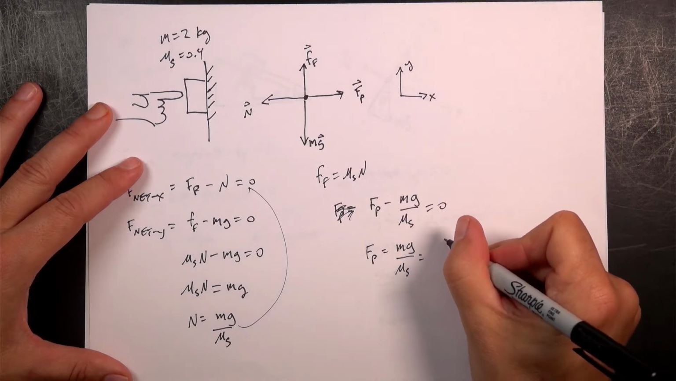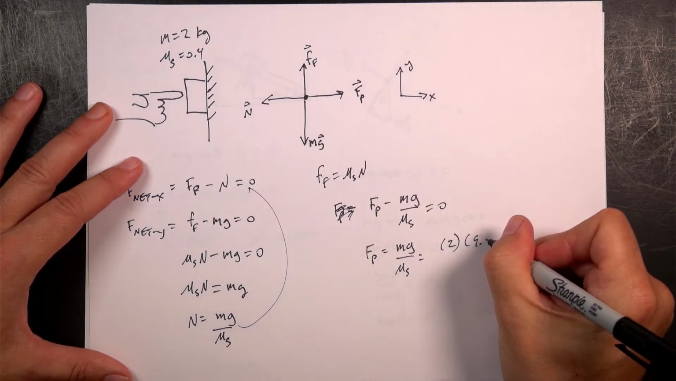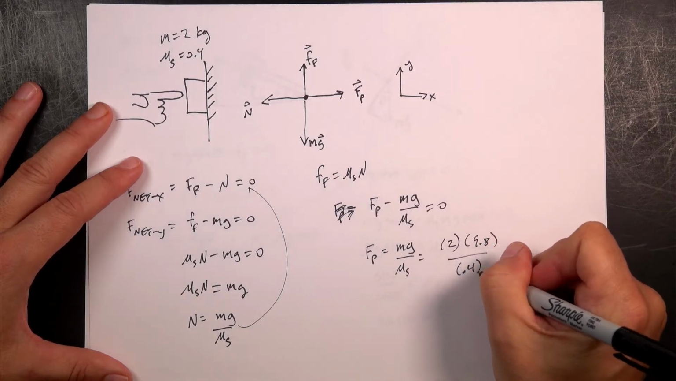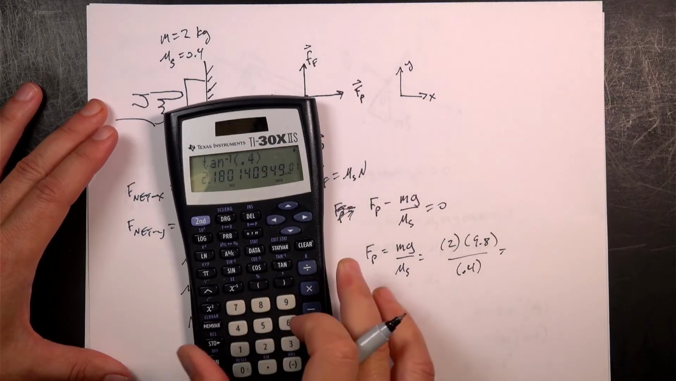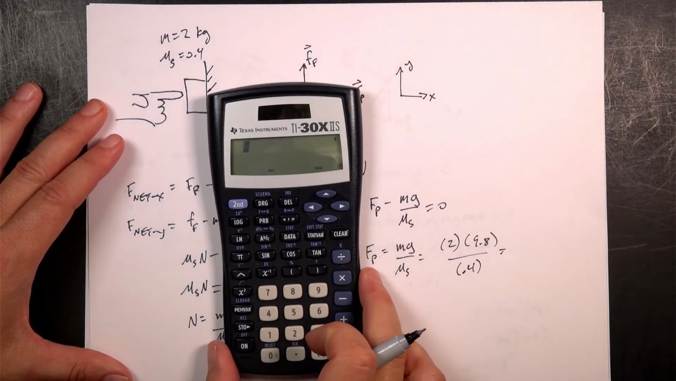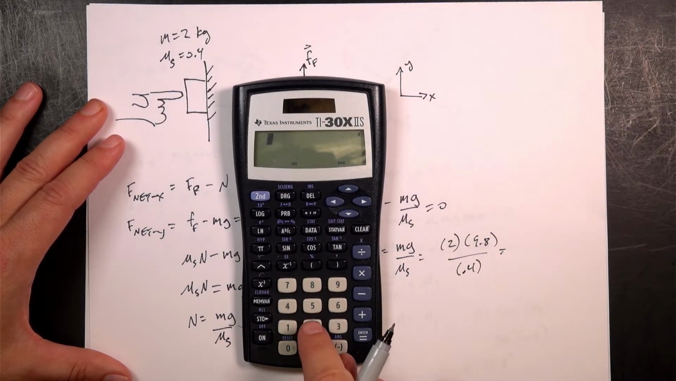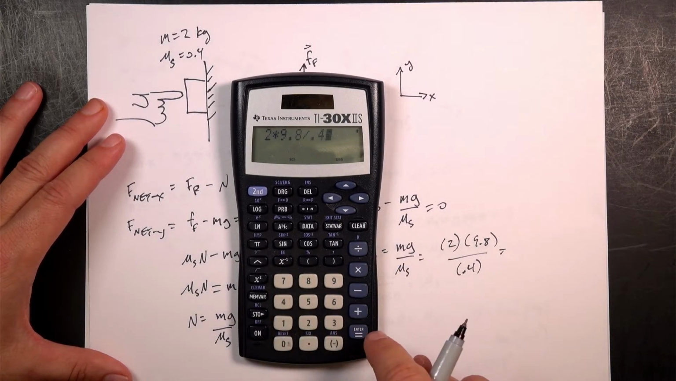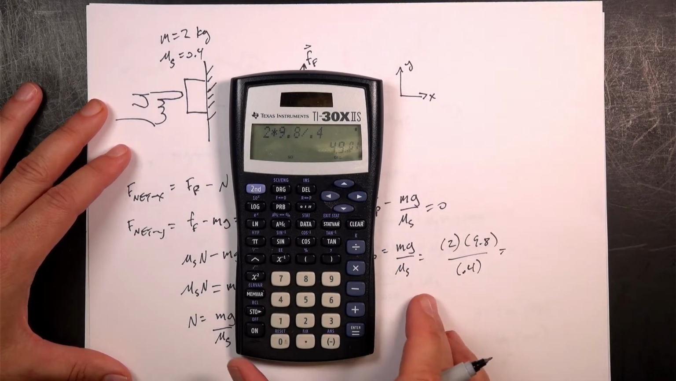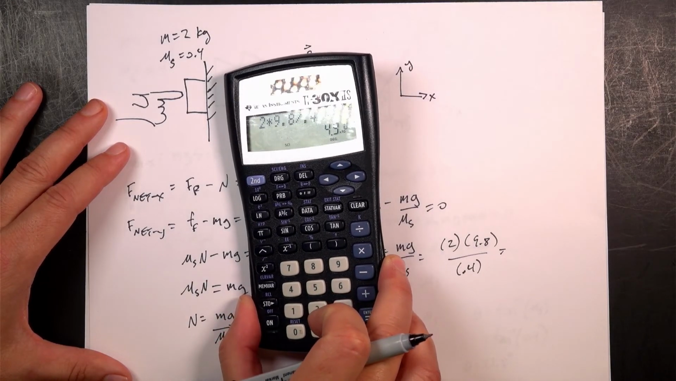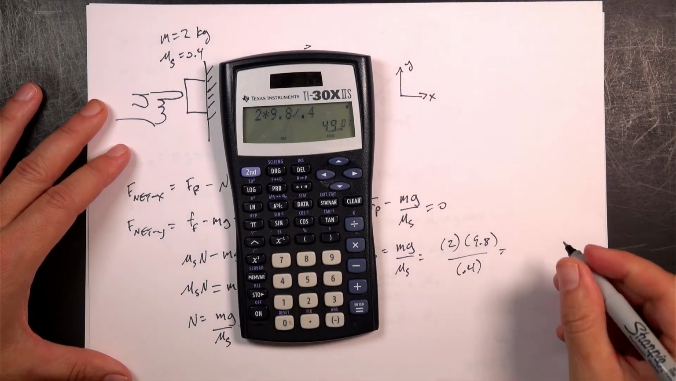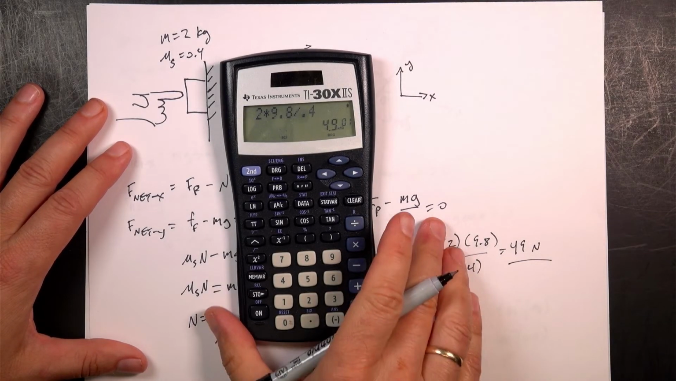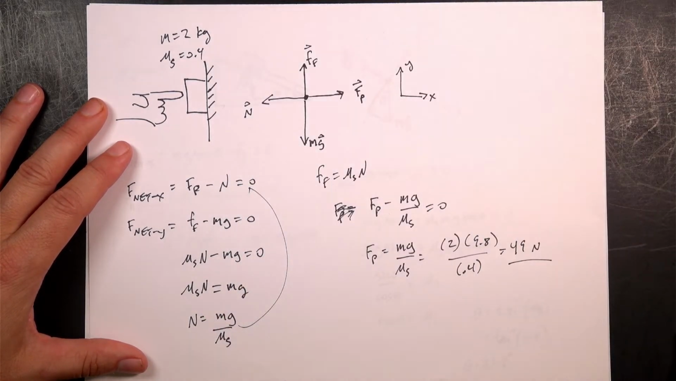Now we can put in our values. 2, 9.8 over 0.4. I don't know why I put that in parentheses. I just felt like it. So put it right here. 2 times 9.8 divided by 0.4 equals, what does it say? 49. That's that. That was fun, huh?